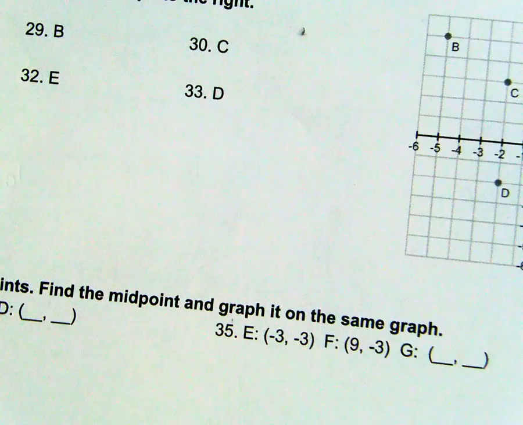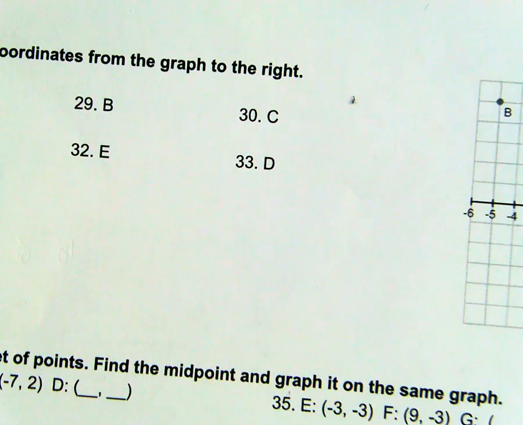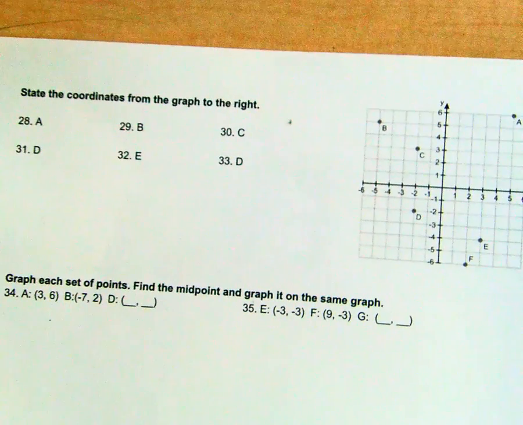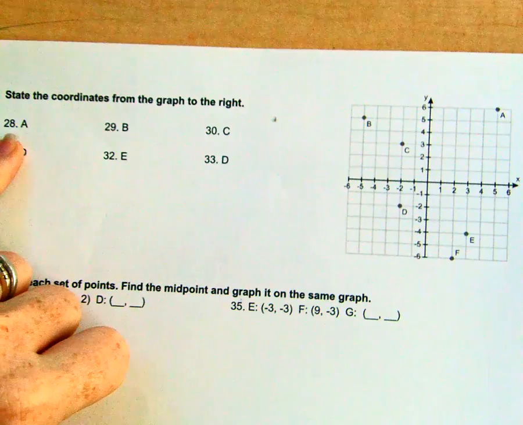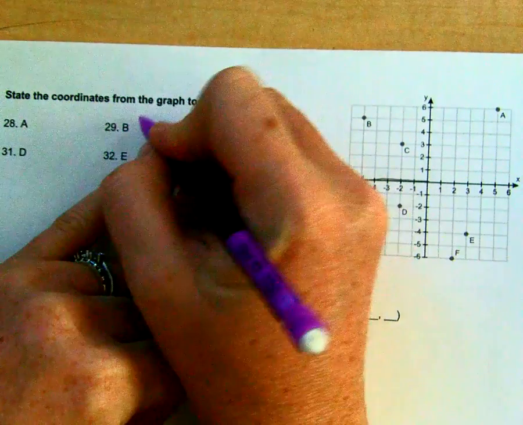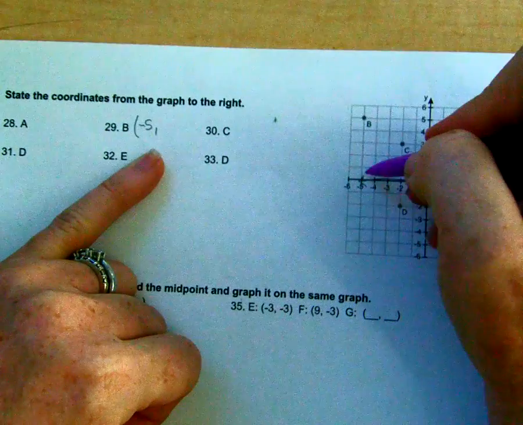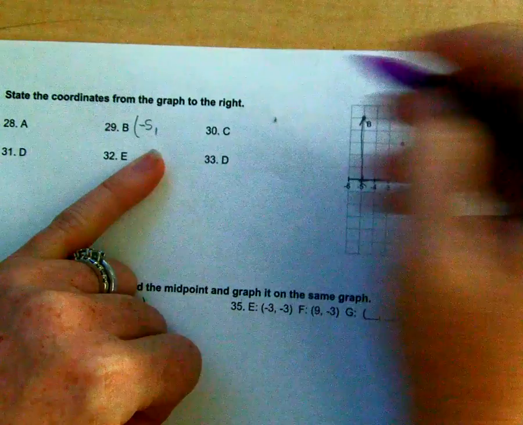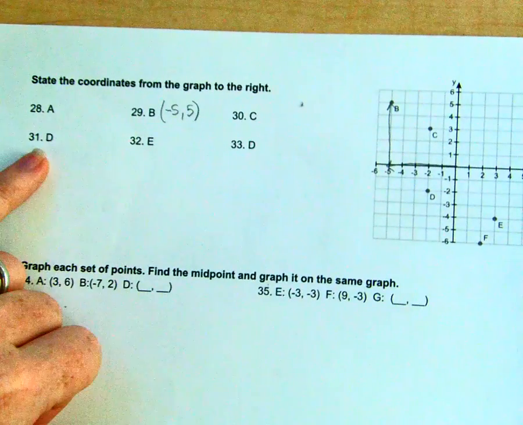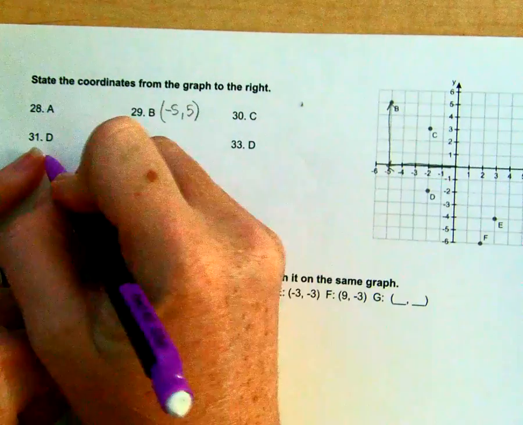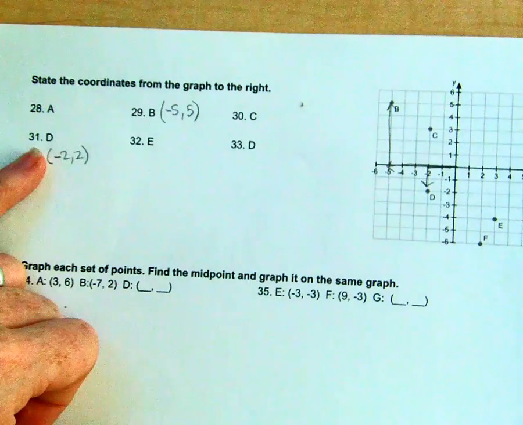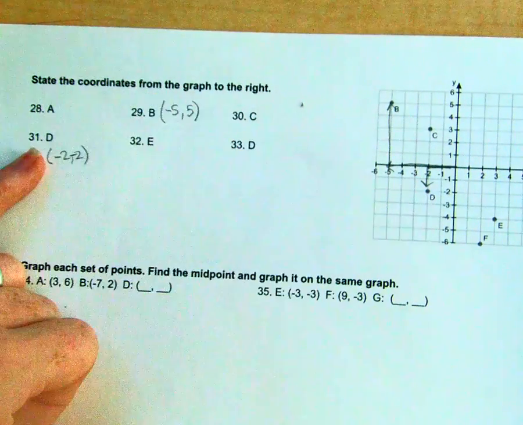All right. Almost there. Just a couple more here. The graphings are pretty easy. We're just looking at coordinates, okay? So 29b would be 5 to the left, so that would be negative 5. I always go left and right first. And up 5, that's positive. 31d, you go 2 to the left, so that's negative 2. You go 2 down, that's also negative 2 because down is negative. Sorry.